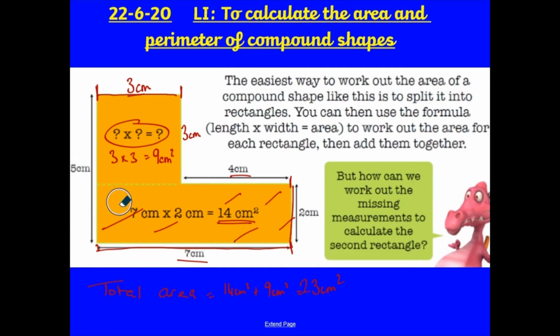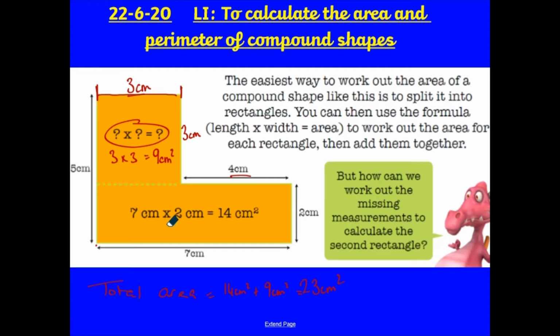Now again, I'm just going to rub out some of these lines just so it's easy to read. So I've worked out the area, no problems. I now need to work out the perimeter. Now the perimeter is the distance around the shape. So all I'm going to have to do is add up all of these different lengths.